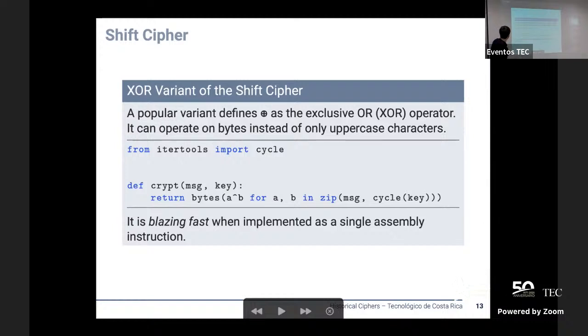Why is this short variant maybe nicer? Because here you can write in bytes instead of only uppercase characters or whatever characters you had before. You had this alphabet and you had some weird characters in there that maybe you can't shift, so you have to define what the order of the alphabet is. Here it's clear because you just operate on bytes. And I already mentioned this, but it's really, really super fast. Of course, it's just one assembly instruction.